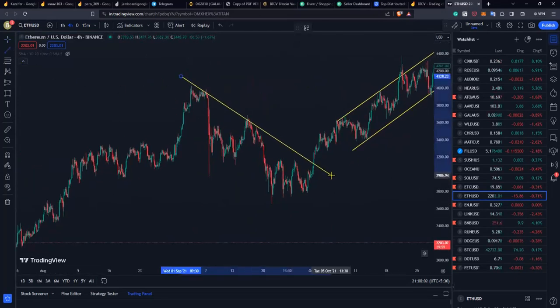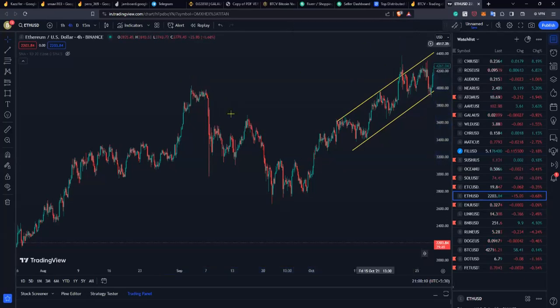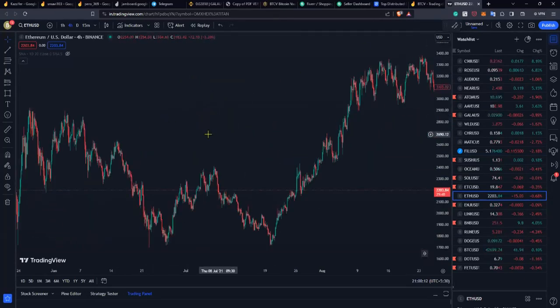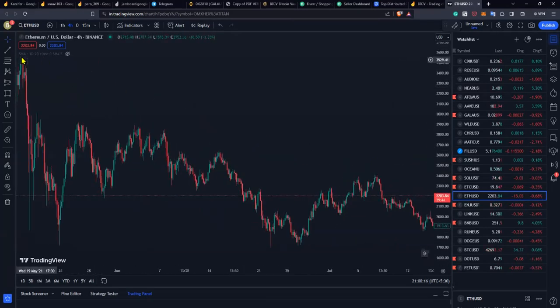Something like this, can we think of it as a trend line? No, not a proper one. Why? Because it has only 2 dots. There's no third dot, right? That's why this is not a proper trend line. Can we draw this as a trend line? Let's see if we can or cannot.